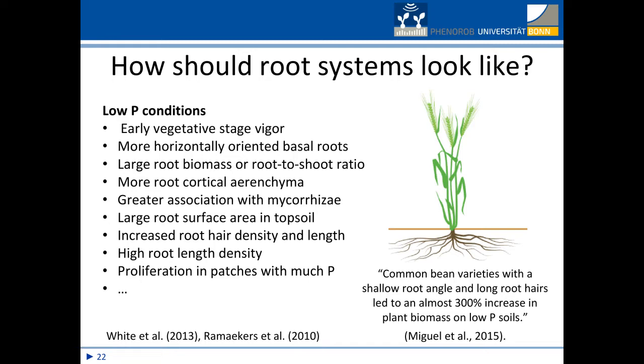Well, we don't have to go now in detail through the whole list, but I want you to understand that some of the characteristics are similar to the ones we have heard before in case of N and drought stress, and others are not. I also would like to point to a study that is shown here on the right side from Miguel et al. He investigated several common bean varieties with different root angles and root hairs. And the main finding of that study was that the variety with a shallow root angle and long root hairs led to almost 300% increase in plant biomass on the low phosphorus soil.